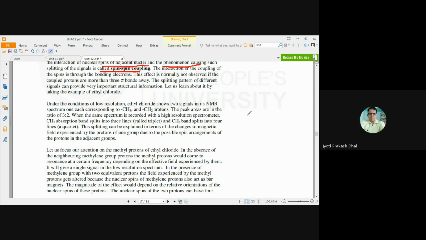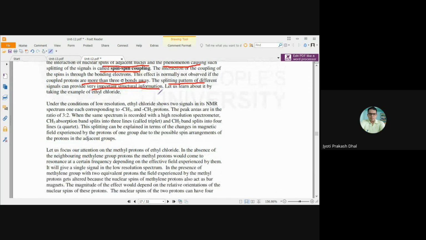So that means if the coupled proton is at a distance of more than 3 sigma bonds, the coupling will not be observed. But when the coupling protons are present near the observed proton, then spin-spin coupling will take place. This effect is normally not observed if the coupled protons are more than 3 sigma bonds away. The splitting pattern of different signals can provide very important structural information.